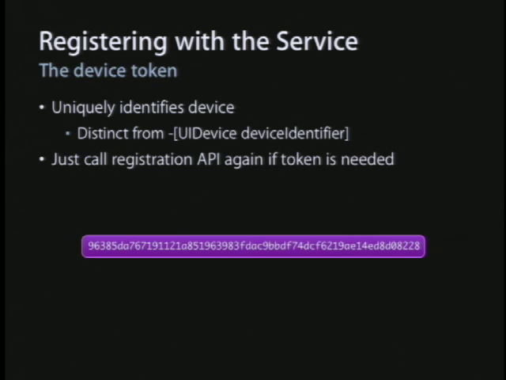Don't bother saving this on disk because maybe the user restores a backup with your app and it has the wrong token in your state. Just call the API and get the token whenever you need.